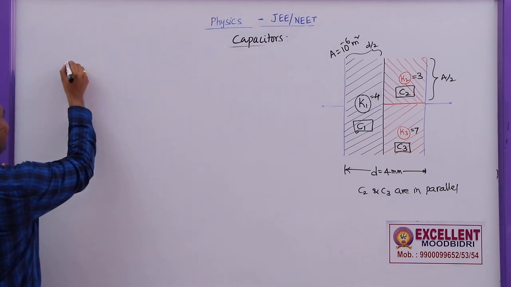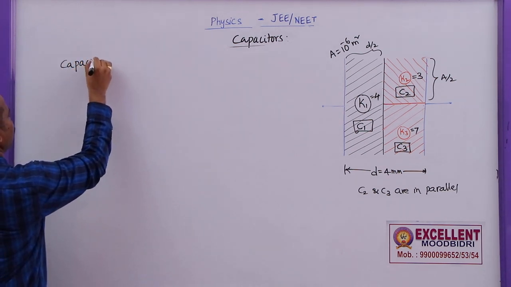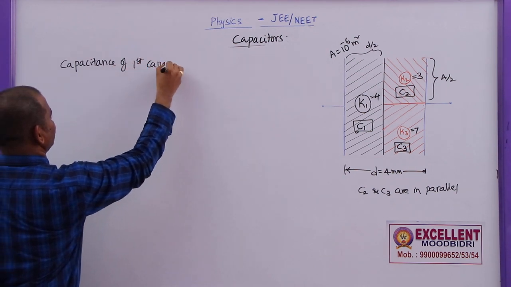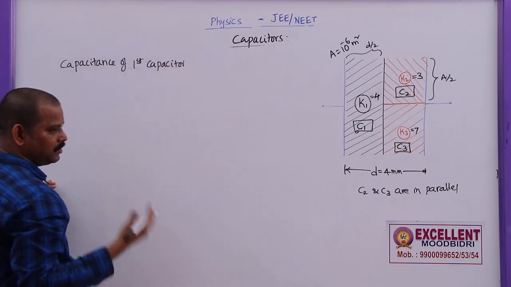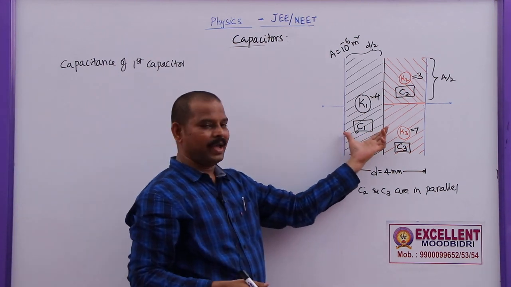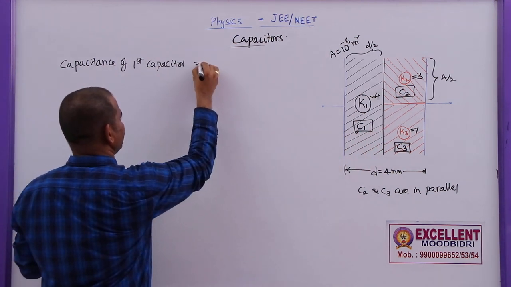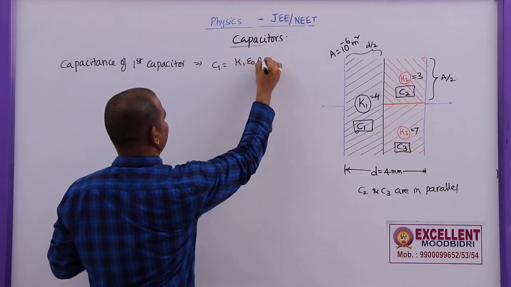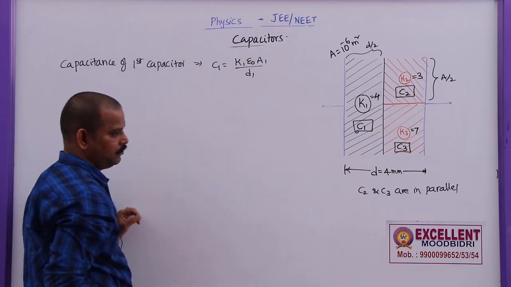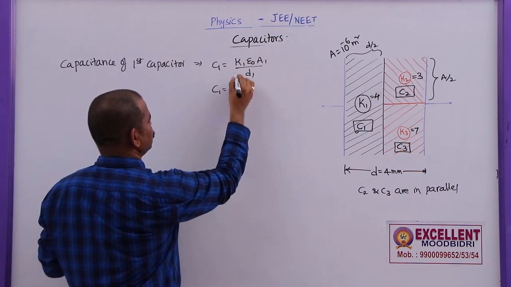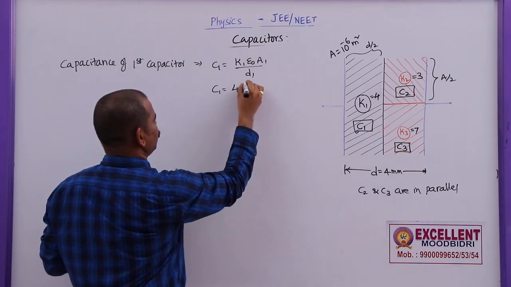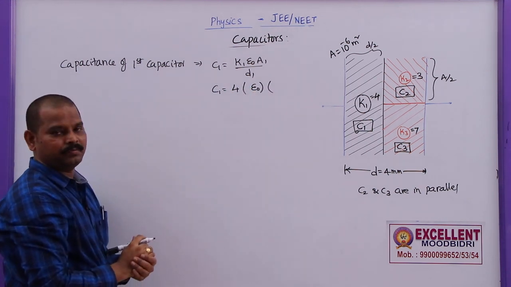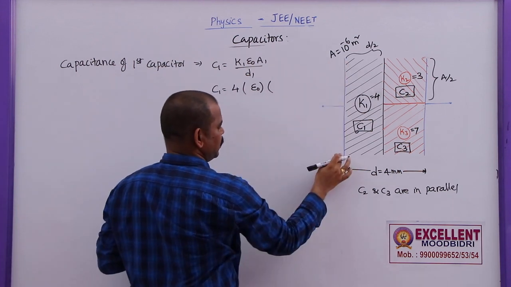Now, what is the capacitance of the first capacitor or first dielectric slab, because each and every part will act as a capacitor only. So, this is given by C1 is equal to K1 epsilon naught A1 by D1. Now, let me substitute the values. C1 is equal to, what is K? This is 4. Epsilon naught, you keep it as epsilon naught only. What is the area of this plate? This side, this is 10 power minus 6.